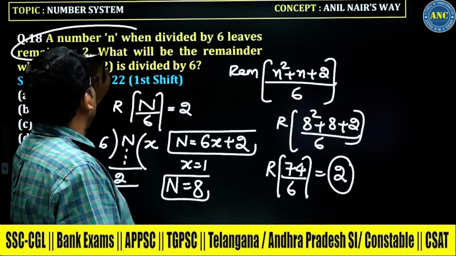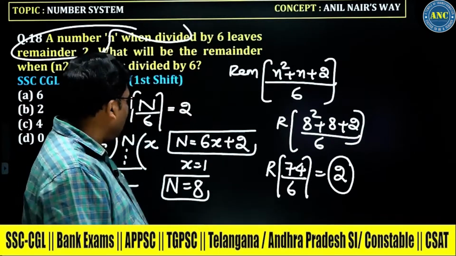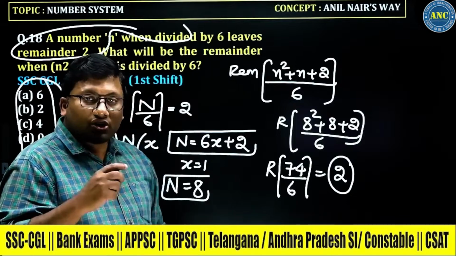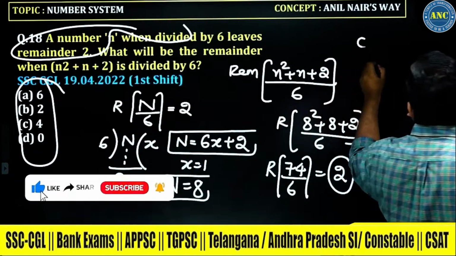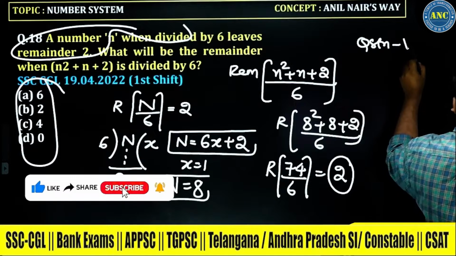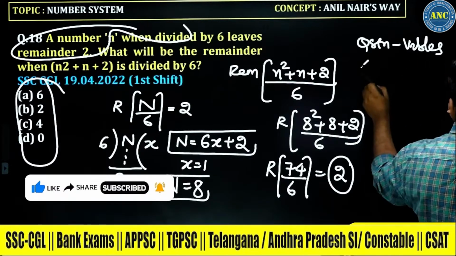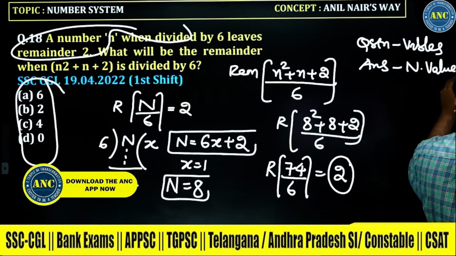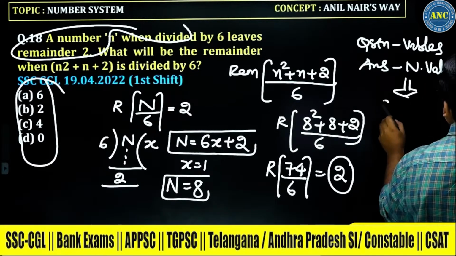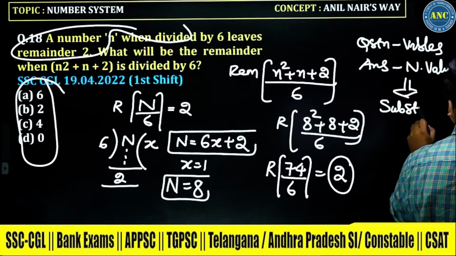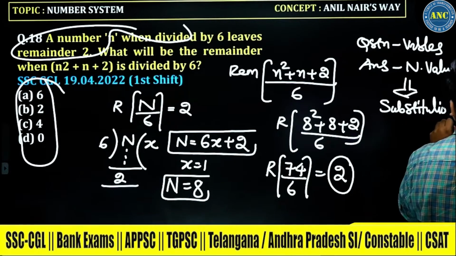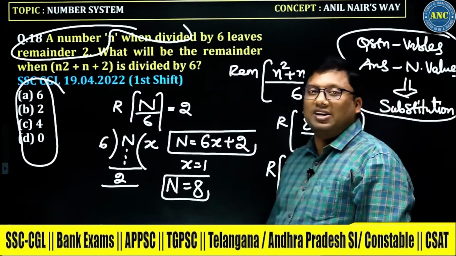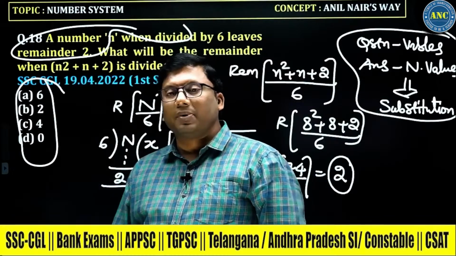Whenever the question contains variables and the answer contains numerical values, please write down these concepts. Question contains variables. Answer contains numerical values. What is the best way to solve the problem? Substitution is the best way to solve the problem. Substitute the value that satisfies the condition present.